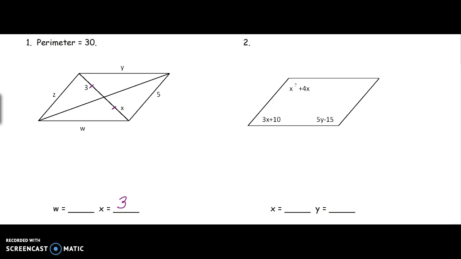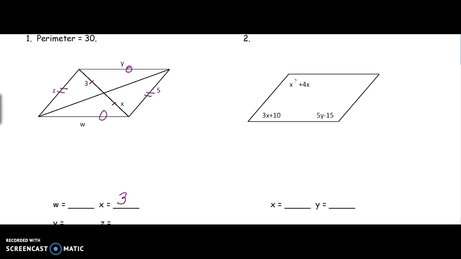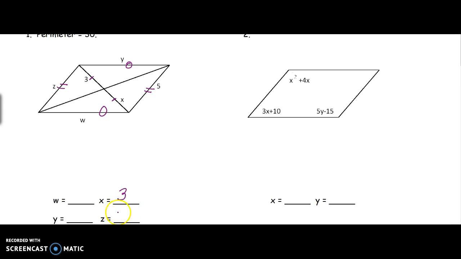Another property we know about parallelograms is about its sides, and that opposite sides are congruent. So we can say that your opposite sides have to be the same length. We know one side, the right side of our parallelogram, is 5. And the left side of the parallelogram is z, which would then be 5.